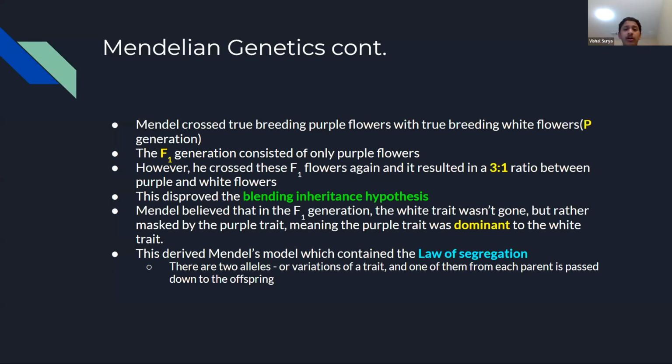So what happened was Mendel thought that there were two different alleles, and one of them from each parent would be passed on to the next offspring. Let's say we had a true breeding flower. We're talking about Punnett squares. One of those alleles will segregate from the other one into a gamete. There's a male gamete and a female gamete, and they fuse together to form the new offspring, and from there we can determine what the traits will be. So that's the law of segregation: when a parental cell forms sex cells, only one of those traits is going to be passed down.